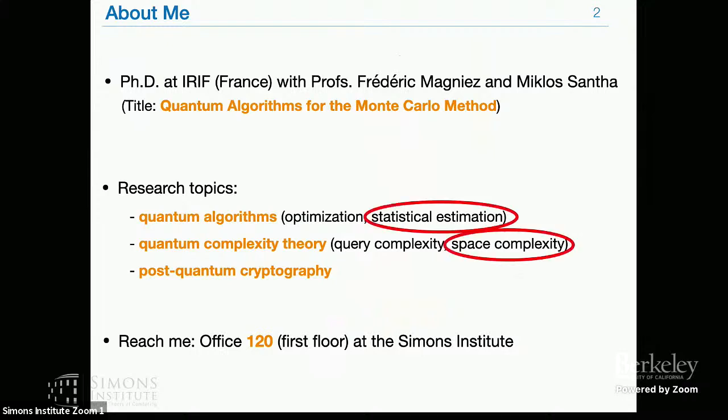So in this presentation, I would like to give you a brief overview of some of the work I did on statistical estimation. And if I have time, I will move to a second topic, which is about space complexity. So those are unrelated questions.